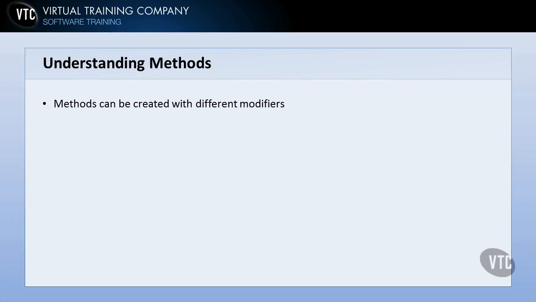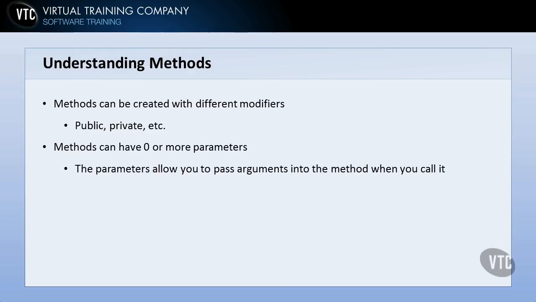So let's talk about these methods and these various aspects. We can use different modifiers I mentioned, public, private, and so forth. Methods can have 0 or more parameters. I'll show you this in code in just a moment. These parameters allow you to pass what's called arguments into the method. The parameters are really just variables that are going to be used to pass in values. The methods can return a value to the caller of the method, and the best way to see this is to look at some simple demos.